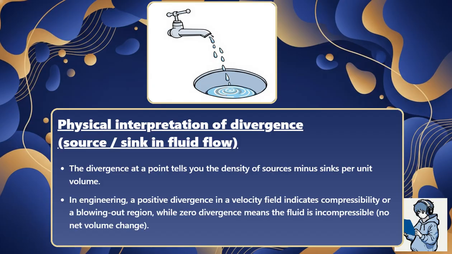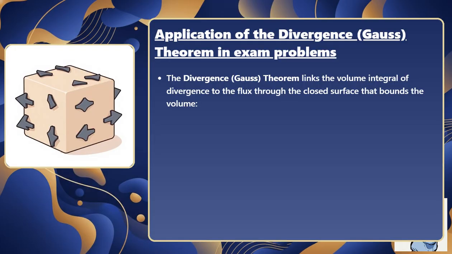In engineering, a positive divergence in a velocity field indicates compressibility or a blowing out region, while zero divergence means the fluid is incompressible, no net volume change. The divergence theorem, Gauss's theorem, links the volume integral of divergence to the flux through the closed surface that bounds the volume. Triple integral over V of (nabla dot F) dV equals double integral over S of F dot n hat dS.